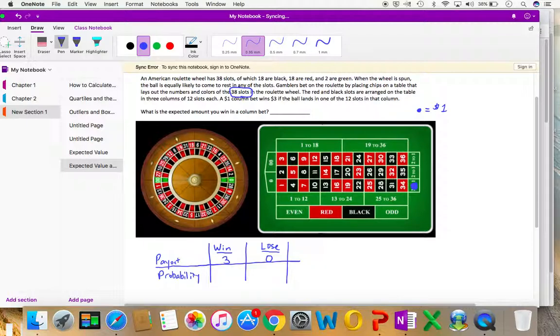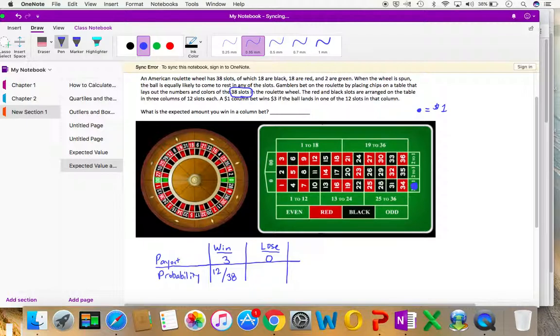So the probability of a column bet here, again, let's count them up. 4 in this section, 4 in this section, and 4 in this section. I have 12 ways to win, and then I have 38 different options. So the probability of success, in theory, we might think, okay, it's 1 out of 3. It's going to be a little bit less than 1 out of 3.